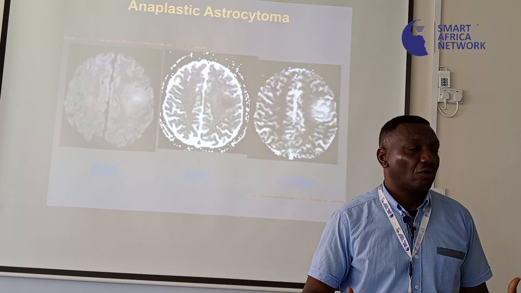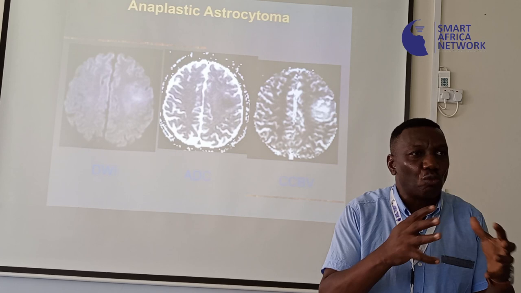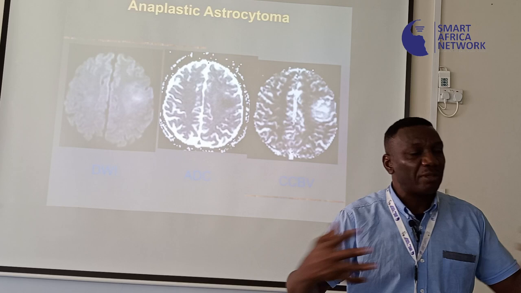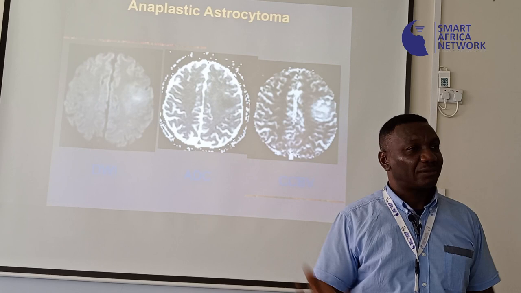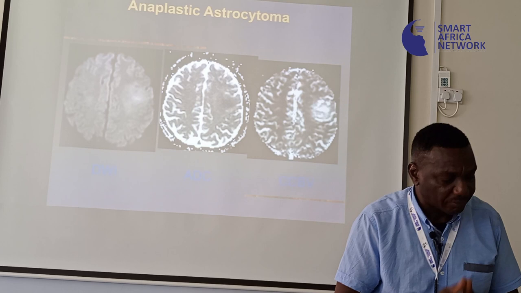Usually, when cells die, they lose the ability to maintain the movement of water from one compartment to the other. There's a membrane that covers the cells, and once the mechanism of keeping things in and out breaks down, water can move freely into the cell. When water moves freely into the cell, the cells swell. When the cells swell, the ability of extracellular fluid outside the cell to move between the cells becomes less. That's what you call restricted diffusion.